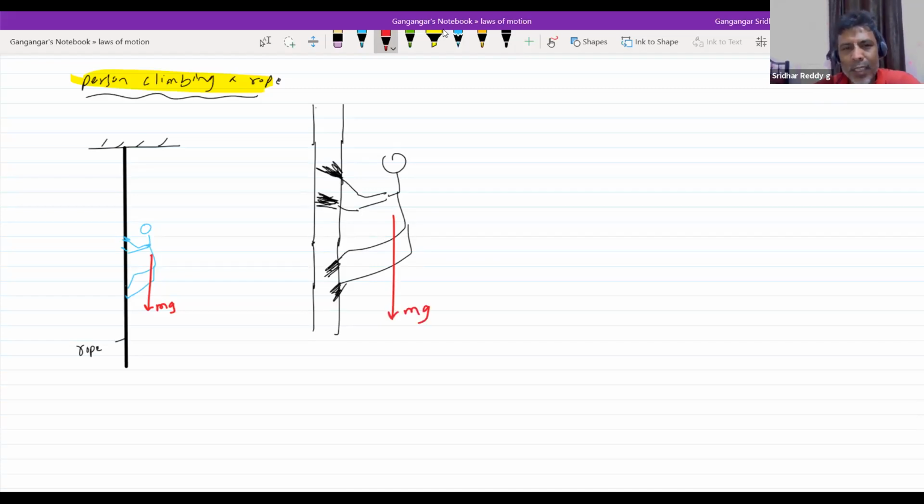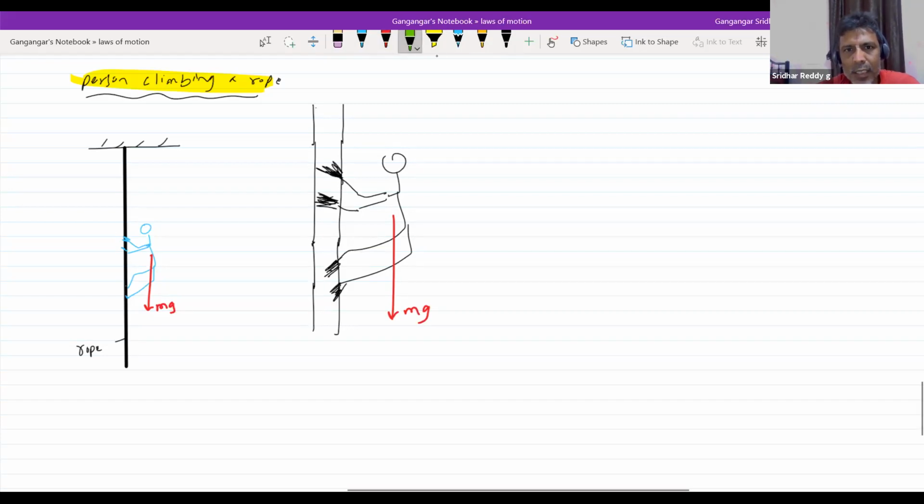What makes it climb up here? There should be friction, no? So you do one thing, you apply oil on the rope and try to climb. Nobody can climb. So there should be sufficient friction.